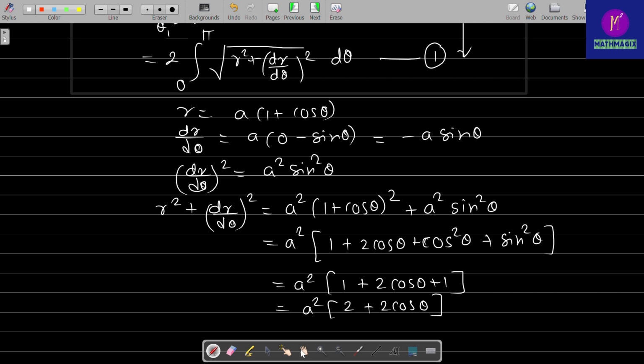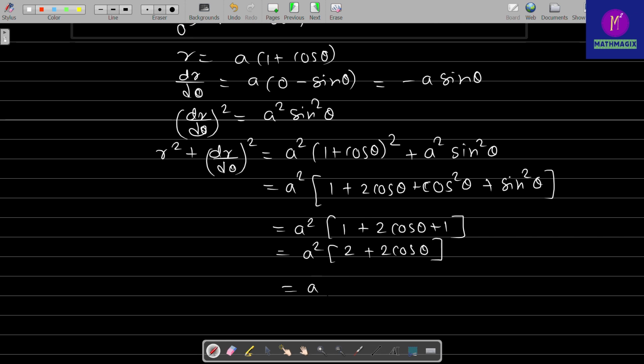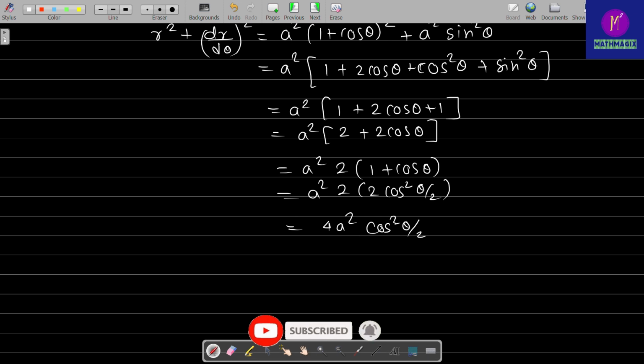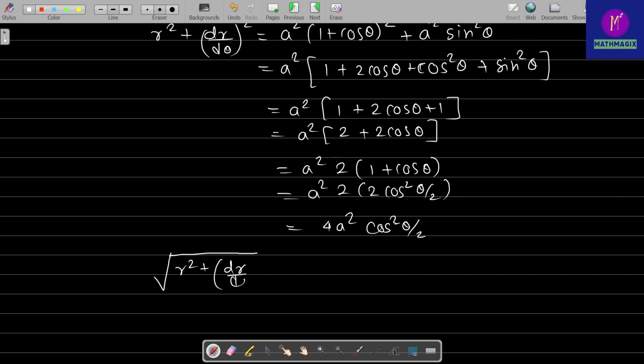Here I can take 2 common, so that I'll get a square into 2 into (1 plus cos theta). And we know that 1 plus cos theta is nothing but 2 cos square theta by 2. So here we will get the answer as 4a square cos square theta by 2. We require in the formula square root of r square plus (dr by d theta) square, and that is equal to 2a cos theta by 2.